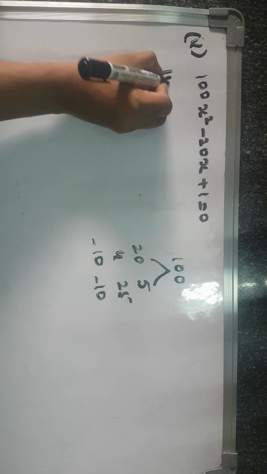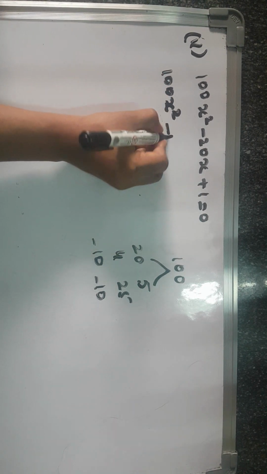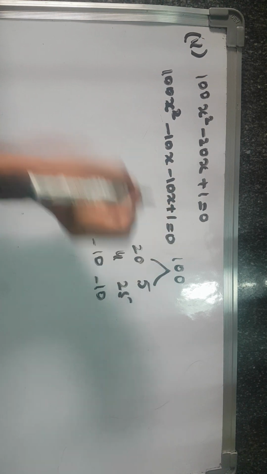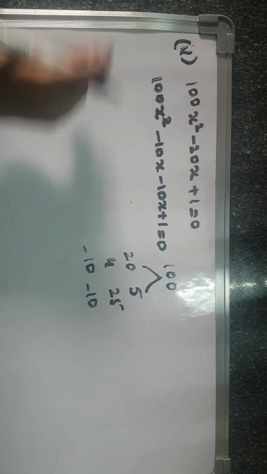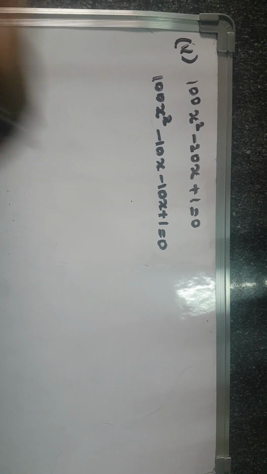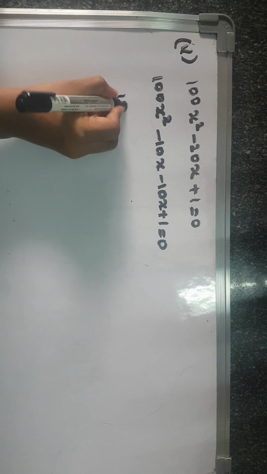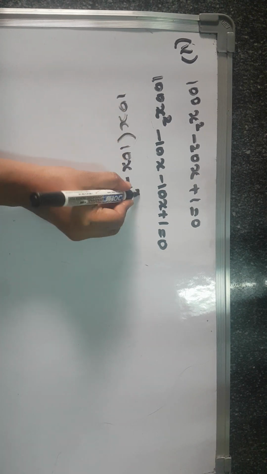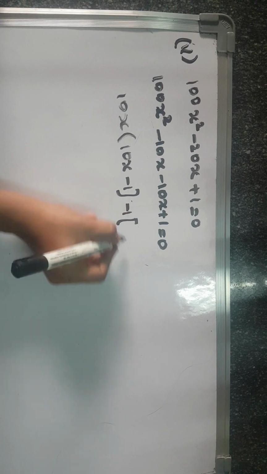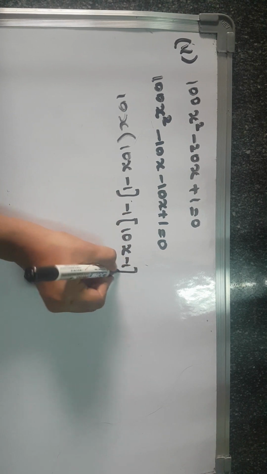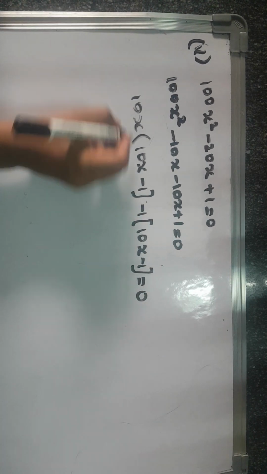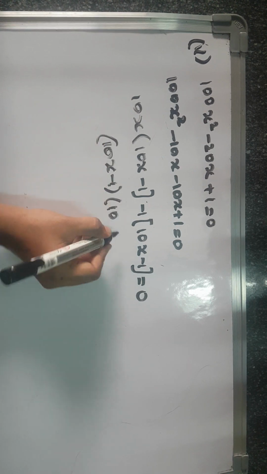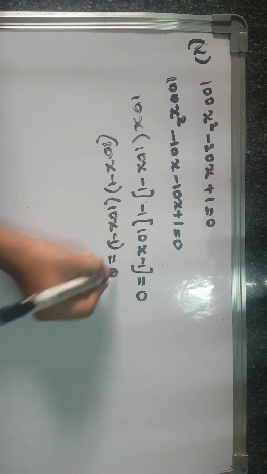So what value do we have? 100x square minus 10x plus 1 equals 0. Now I am taking 10x common here, so this becomes 10x minus 1, and here also I am taking minus 1 common. This value becomes 10x minus 1 equals 0. Now 10x minus 1 into 10x minus 1 equals 0.